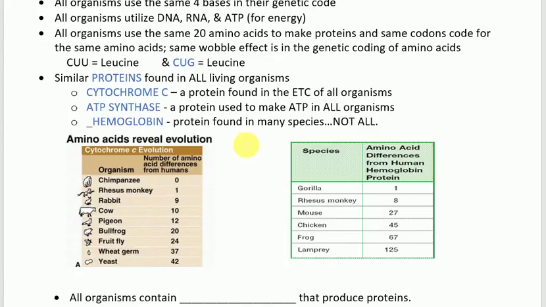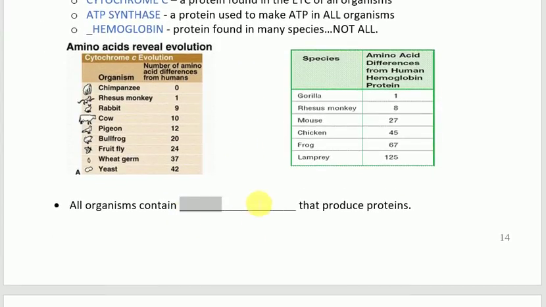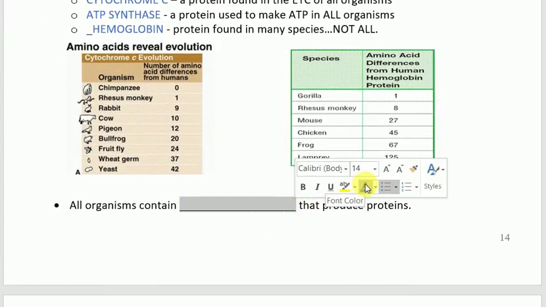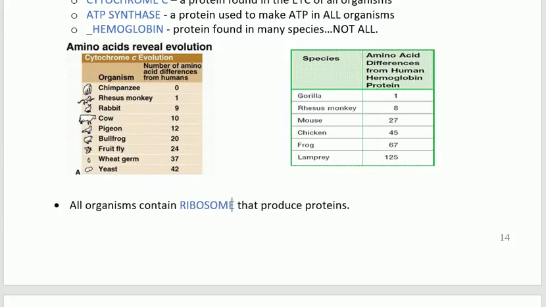So if you look at these diagrams here, this is what the amino acids reveal. There's not a lot of differences from humans. For instance, we have no differences from chimpanzees, versus the less evolved you get, the more differences there are. So for instance, yeast, there's 42 differences. So all organisms are going to contain ribosomes that produce our proteins.